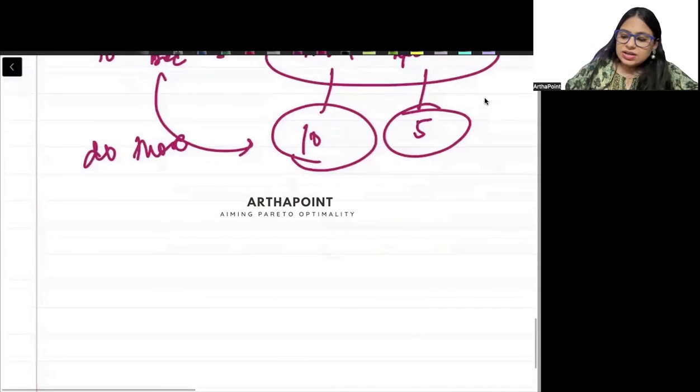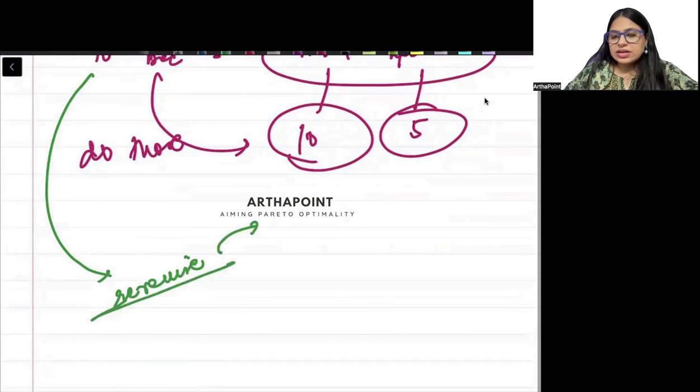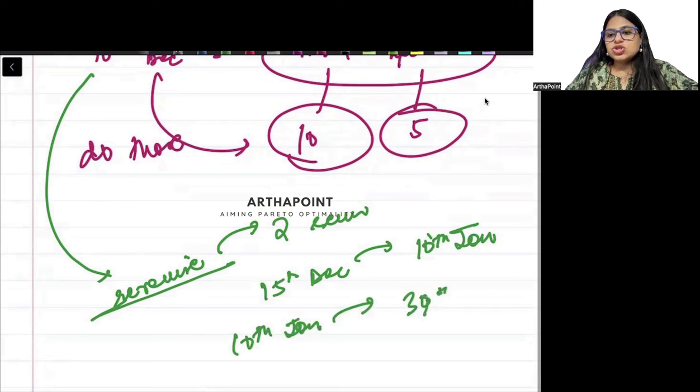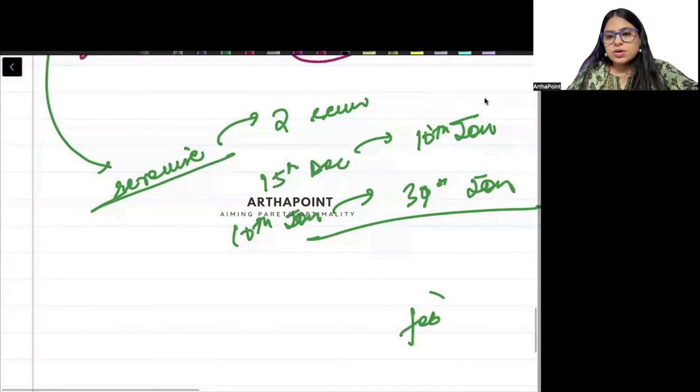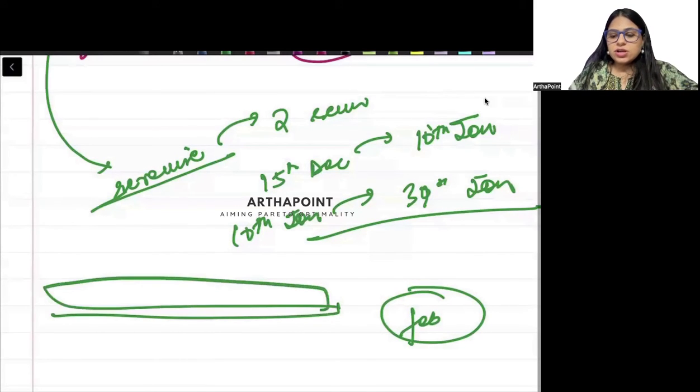So simultaneously you re-revise the entire content at least twice, 2 revisions. So from 15th December to 10th Jan, revision 1. From 10th Jan to 31st Jan, revision number 2. And then in Feb, usually the paper is on 3rd, 4th Feb. It can be on 10th Feb. The date is not yet out. Whatever 2-3 days are left, you just revise what I call your handy notes.